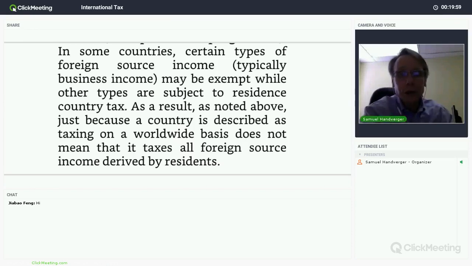Moving along, as a result, just because a country is described as taxing on worldwide doesn't mean that it taxes all foreign source income derived by residents. So again, summing it up, the United States is a unique country in taxing all worldwide income. Currently, there's maybe 18 countries that can claim that as their frame of taxation. And the rest of the world is some hybrid of that, where the residents are not taxed on all worldwide income.